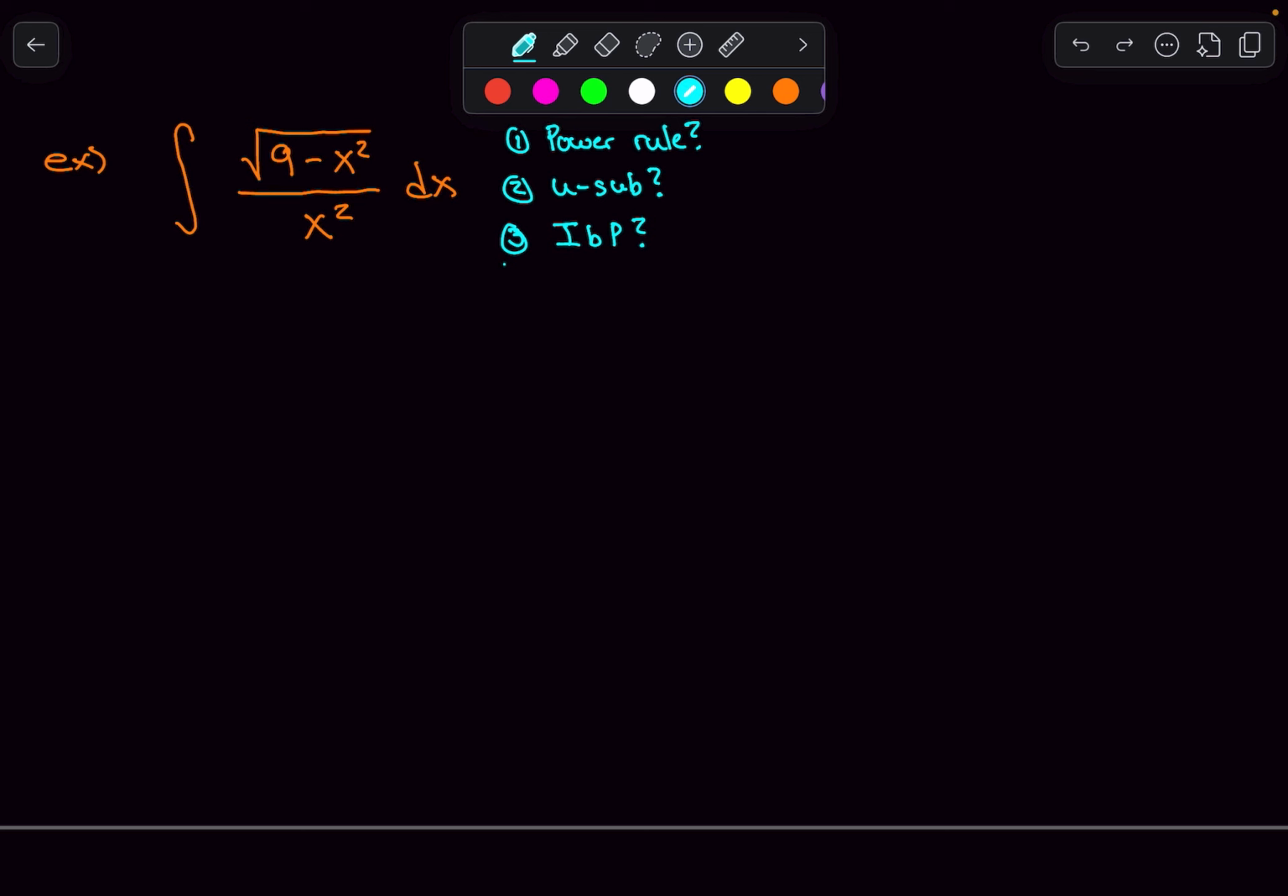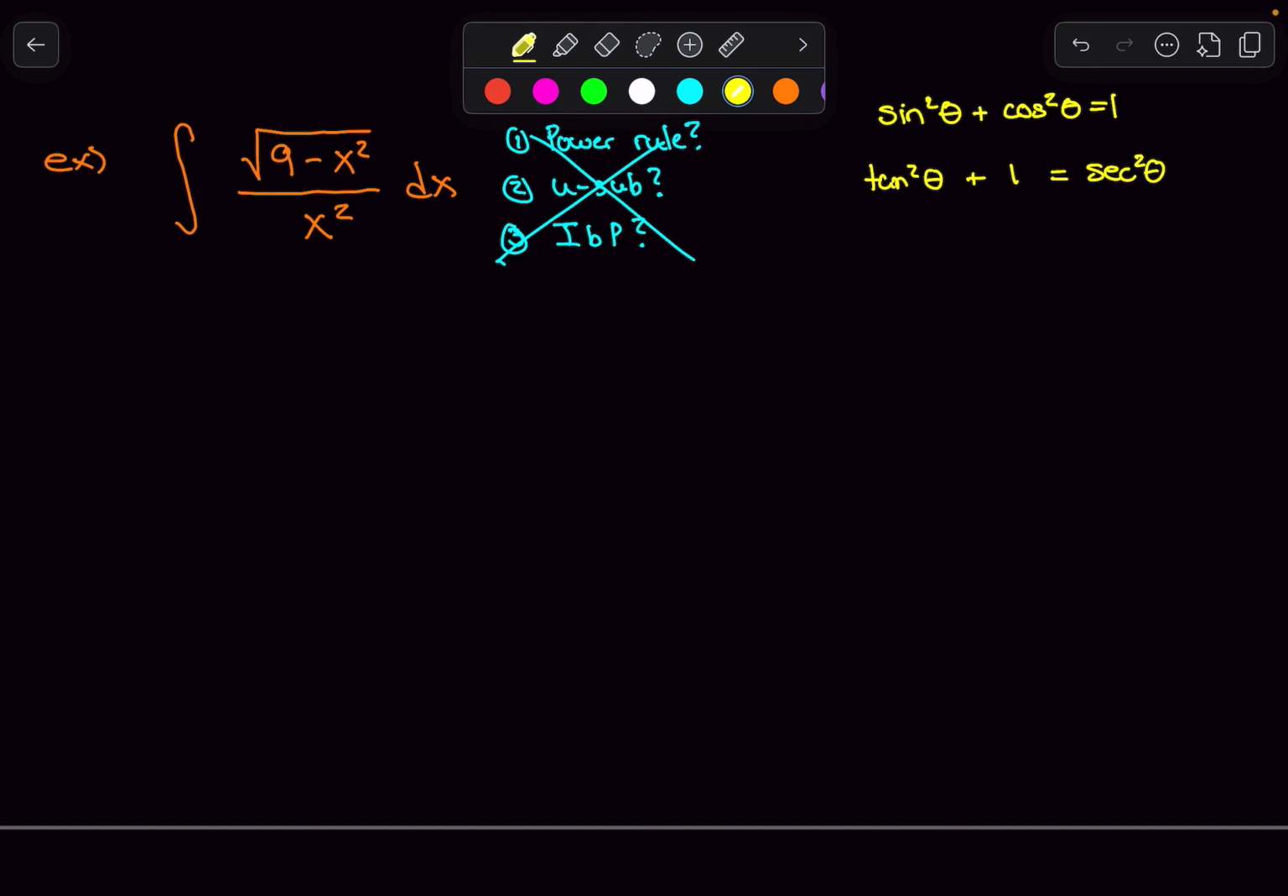And so all of these methods kind of go out the window. But we're going to need to remember our trig identities from before, so I'm going to write them down. We had sine squared theta plus cosine squared theta is equal to 1. And we got tangent squared theta plus 1 is equal to secant squared theta.